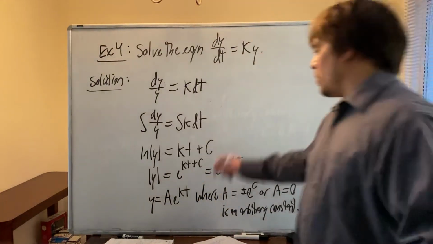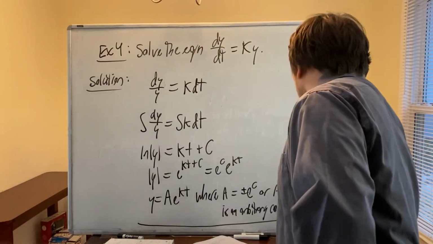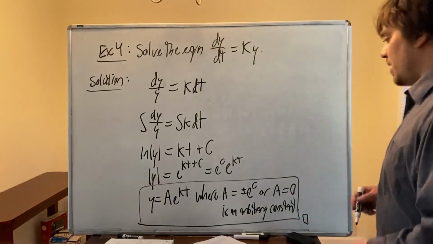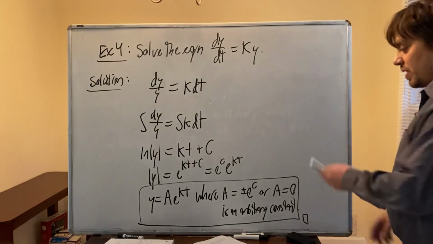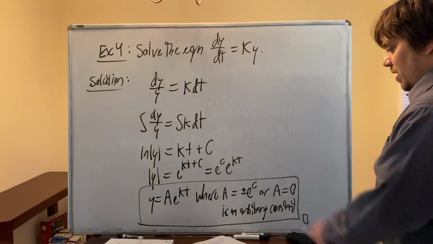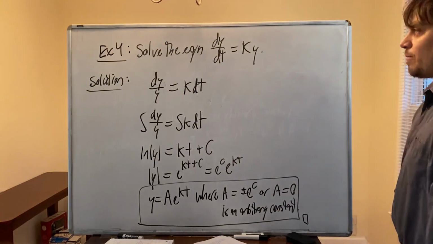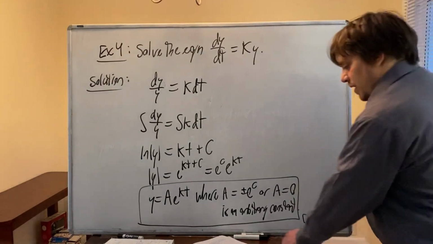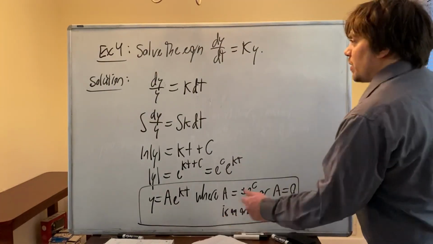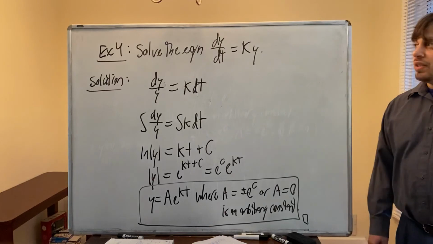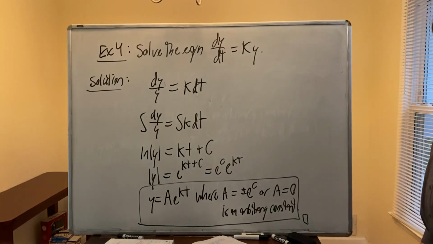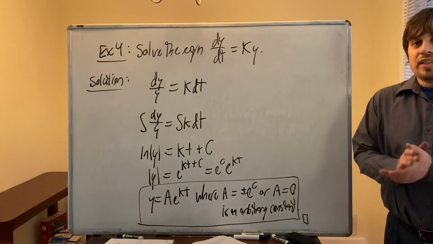Okay, so solving that equation, we get y equals capital A, e to the kt, where A is plus or minus e to the c, or A is 0. And A is an arbitrary constant. And that's it. That's the solution to that differential equation. Okay, and so now we're done with 7.7. Okay, study and do.